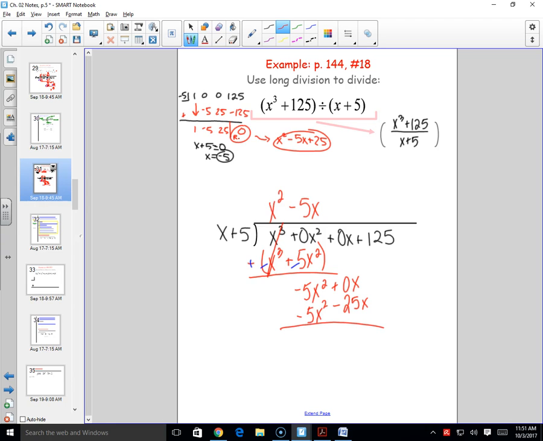Blair, what next? Subtract. Good. And technically I would throw in the same word as Trevor with distribute. Good. And what do you get when you distribute? 5x squared. Good. They cancel out and then 25x. Chris, what next?